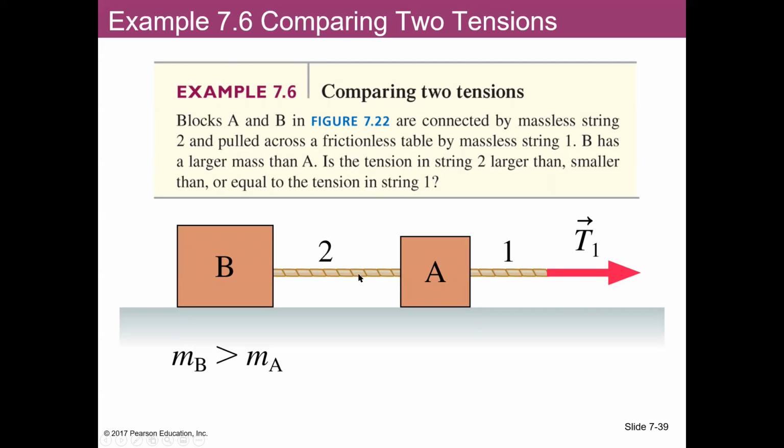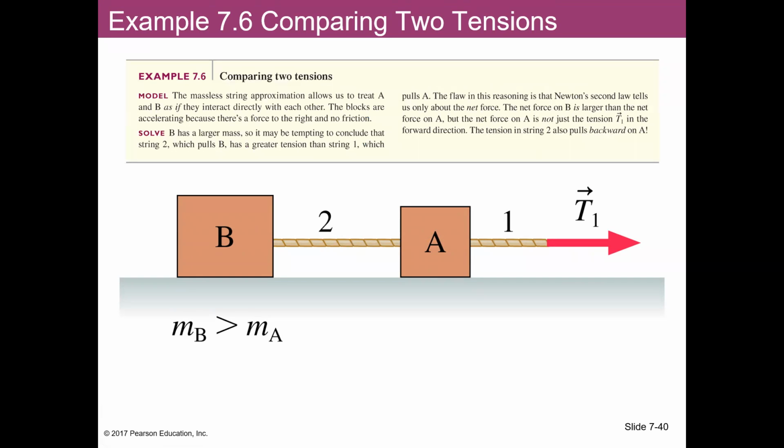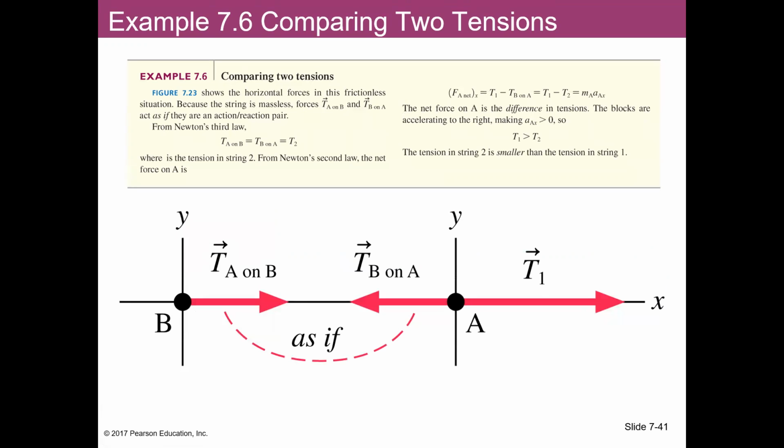Otherwise, the object wouldn't accelerate to the right. And then T2, barring any friction, is the only force horizontally for B. So again, looking at the horizontal parts, often in these examples, the book ignores the gravity and normal for these types of problems. But once again, we see that the T1 has to be bigger than T2. Otherwise, A wouldn't accelerate to the right.